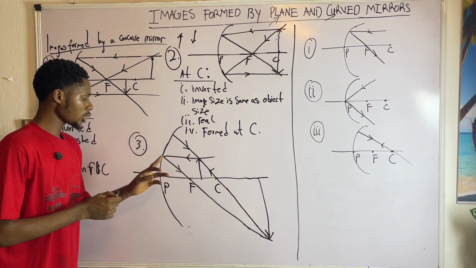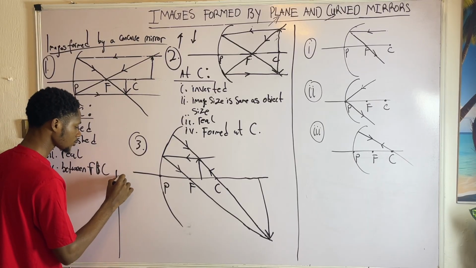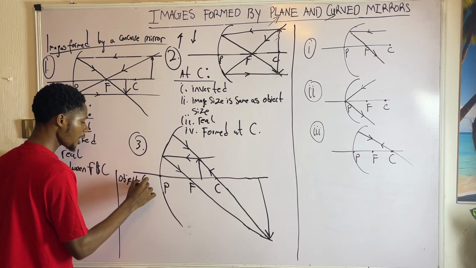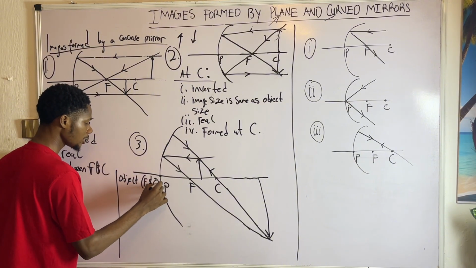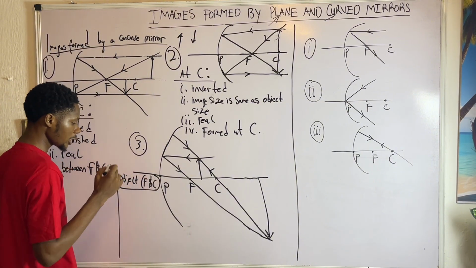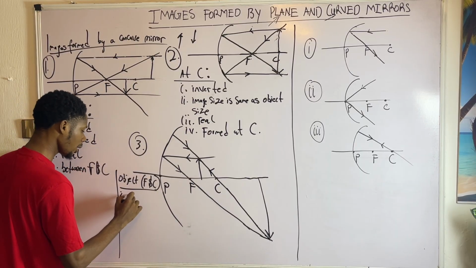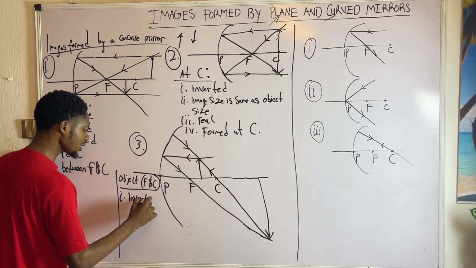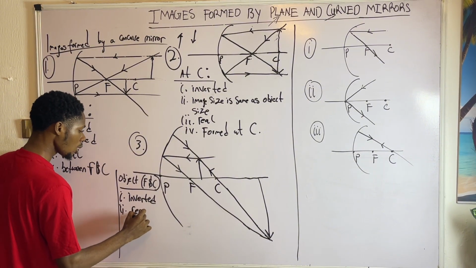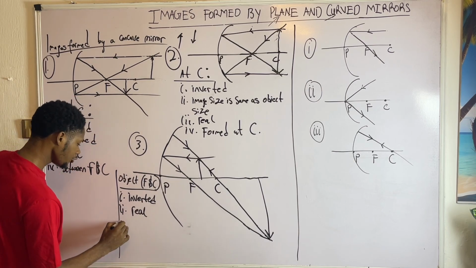So when the object is placed between F and C, what do we get? Okay, object placed between F and C. First is first, it is inverted. Roman figure 1, it is inverted. Okay, Roman figure 2, it is real. Why is it real? It is formed on the same side as the object. Okay, Roman figure 3.